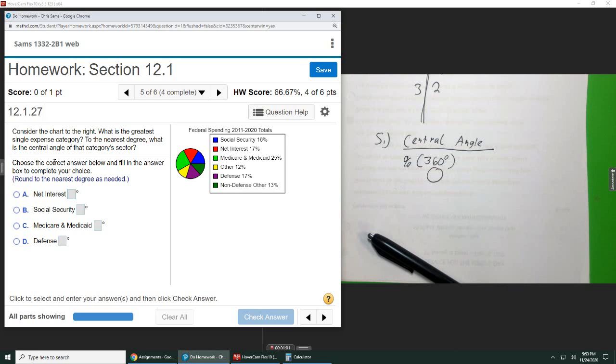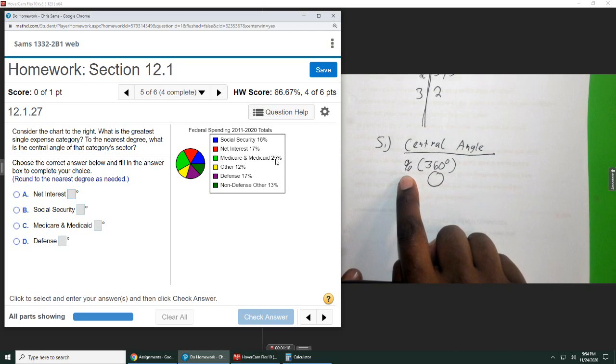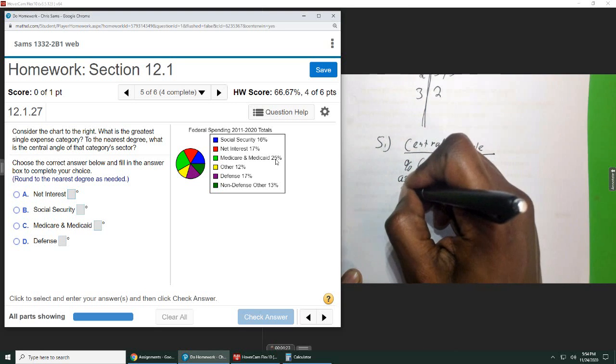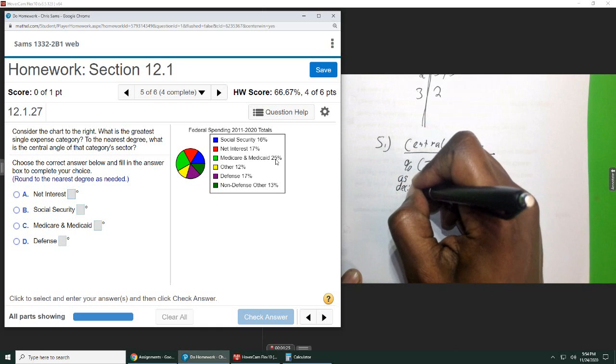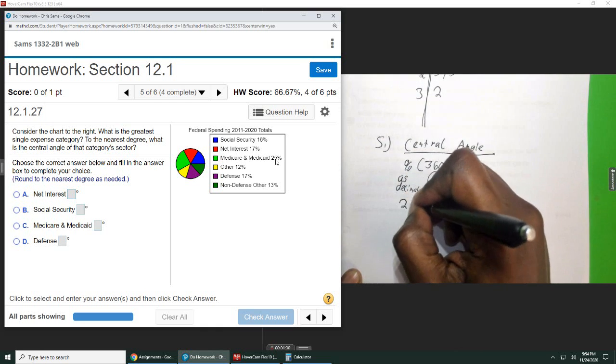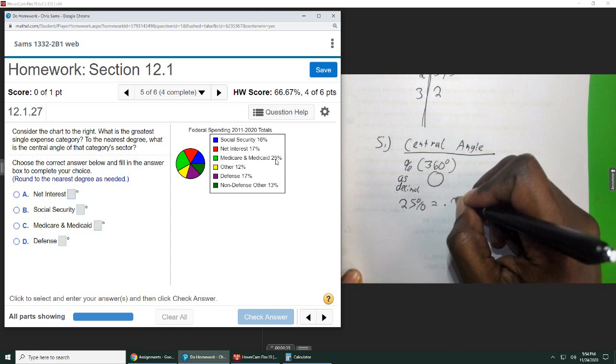All right, so first the question is, what is the greatest single expense category? So out of all of these, look at the percentages. 25 is the biggest percent. Now, when we multiply, we don't multiply the percentage. We have to convert that to a decimal, so percent as a decimal. In this case, 25% is the biggest category. As a decimal, that is 0.25.